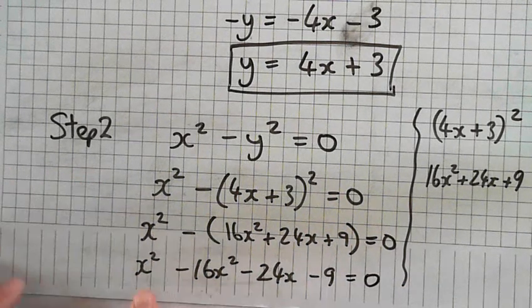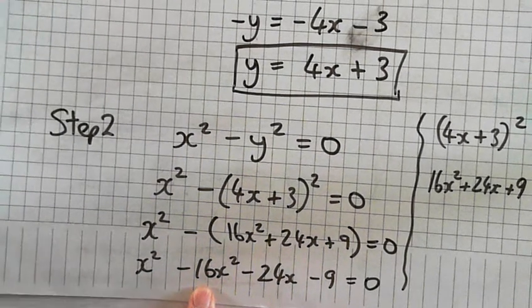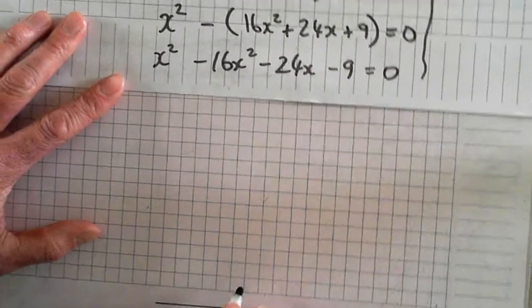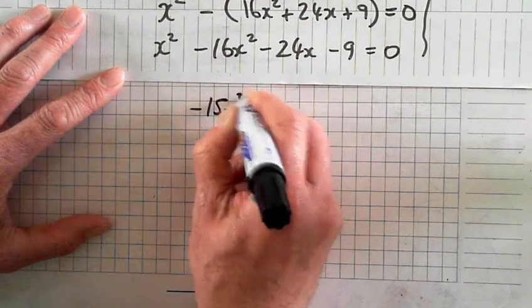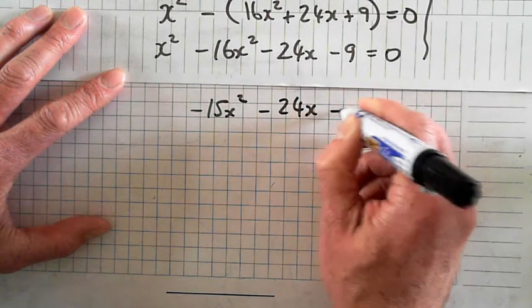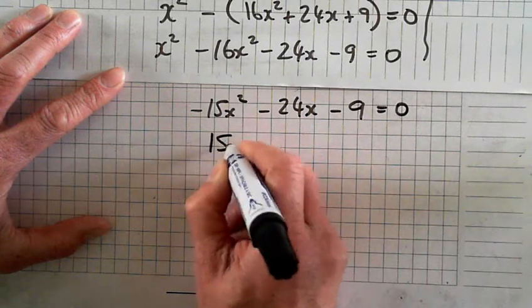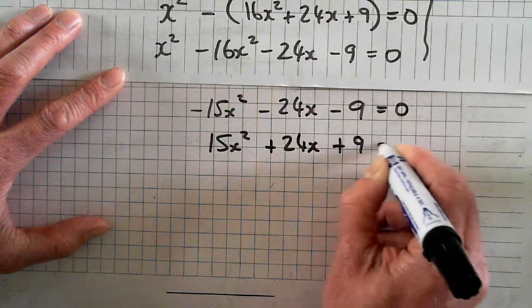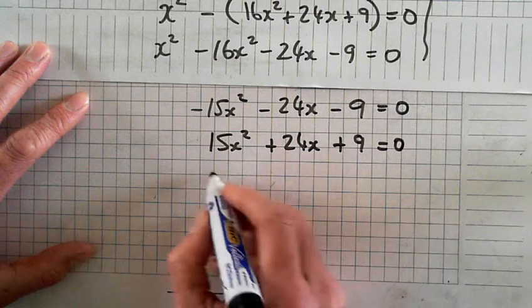Now you tidy up what you can. So x squared minus 16x squared is minus 15x squared, minus 24x, and minus 9 is equal to 0. You can change all the signs. Now you can divide everything by 3.